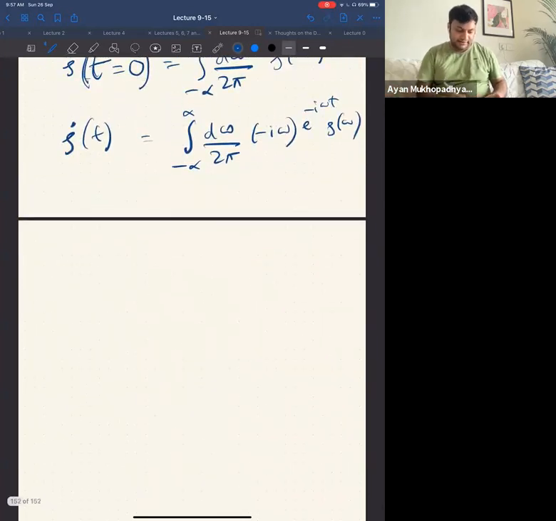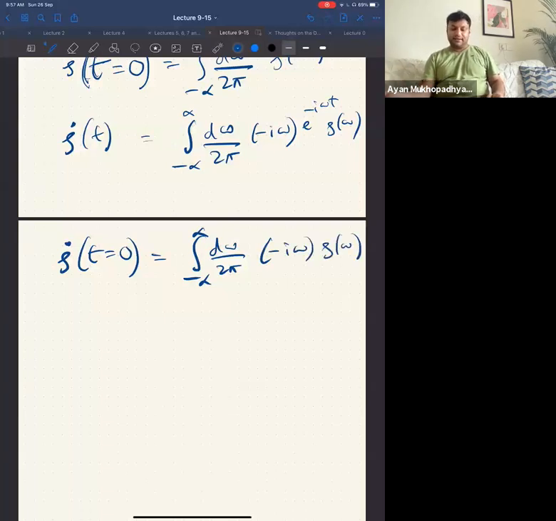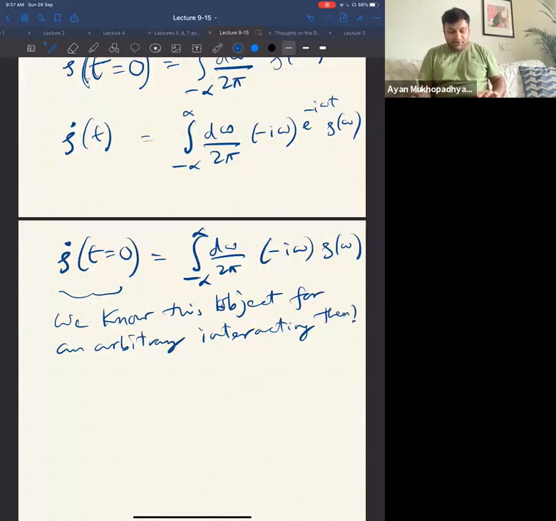Now if I want to compute rho dot of t at t equal to 0, the time derivative at t equal to 0, I have a simple relation: the integral of d omega by 2 pi times omega rho of omega. You'll see why I'm doing all these exercises very soon. Now, the interesting thing is this is very easy to evaluate. The point is, we know this left-hand side, we know this object, for an arbitrary interacting theory.